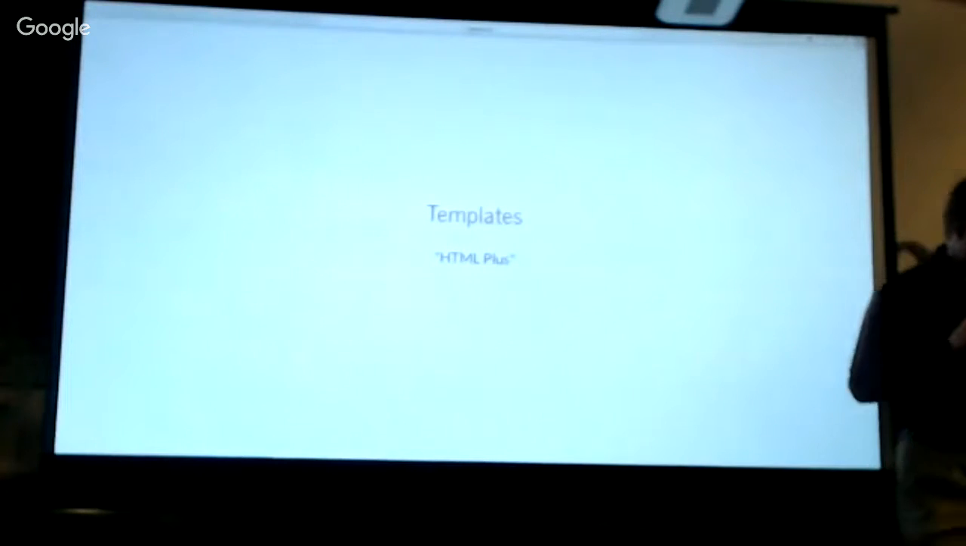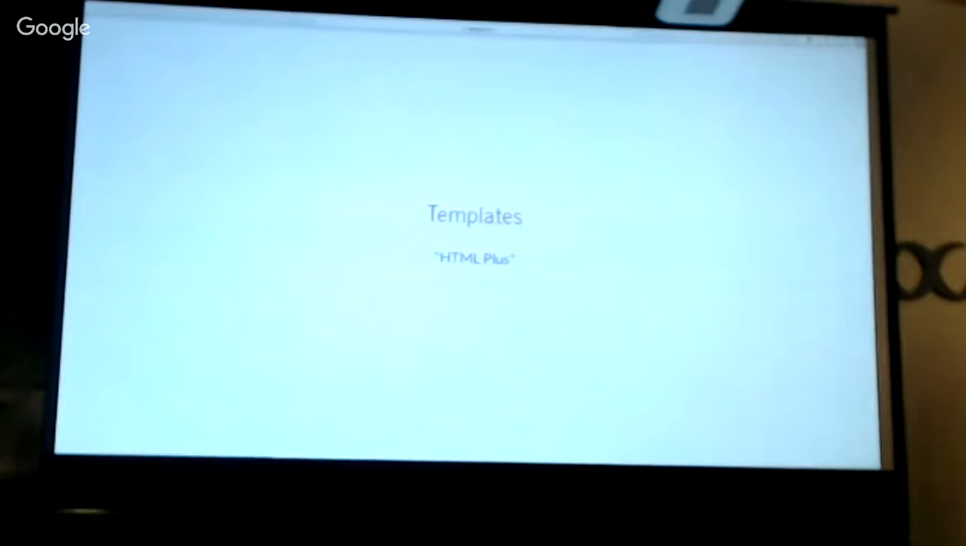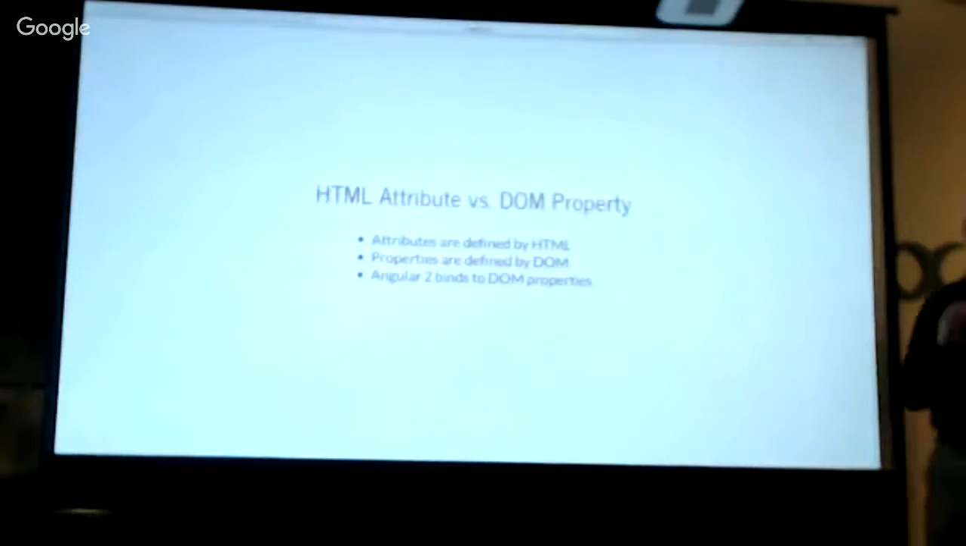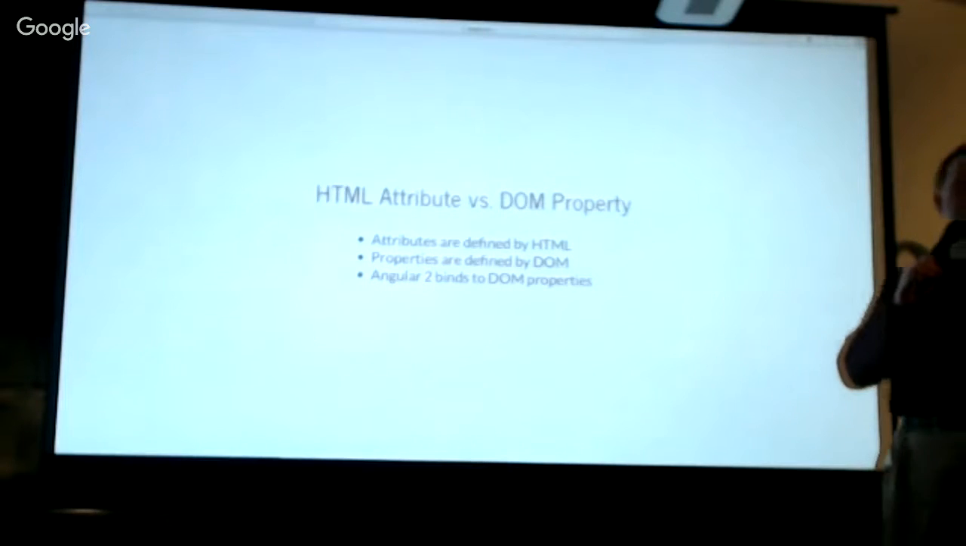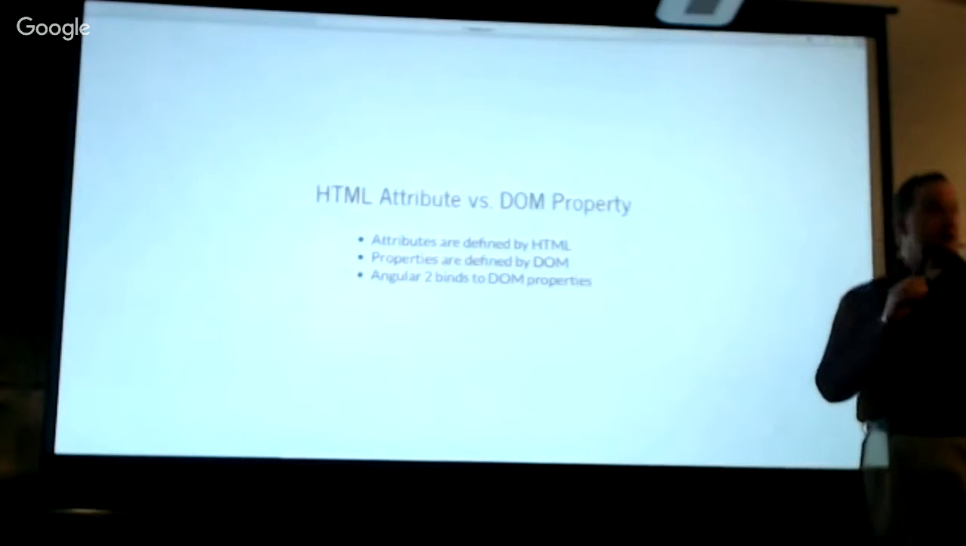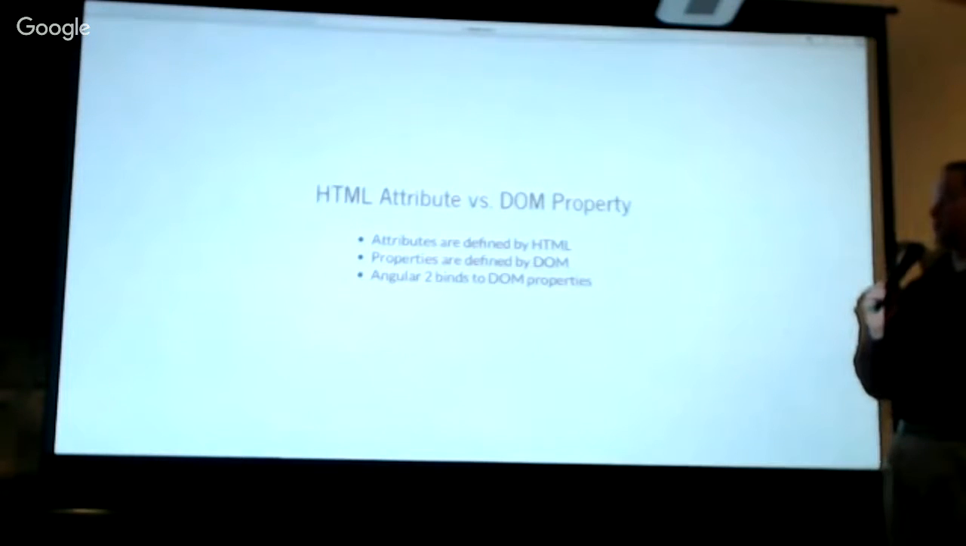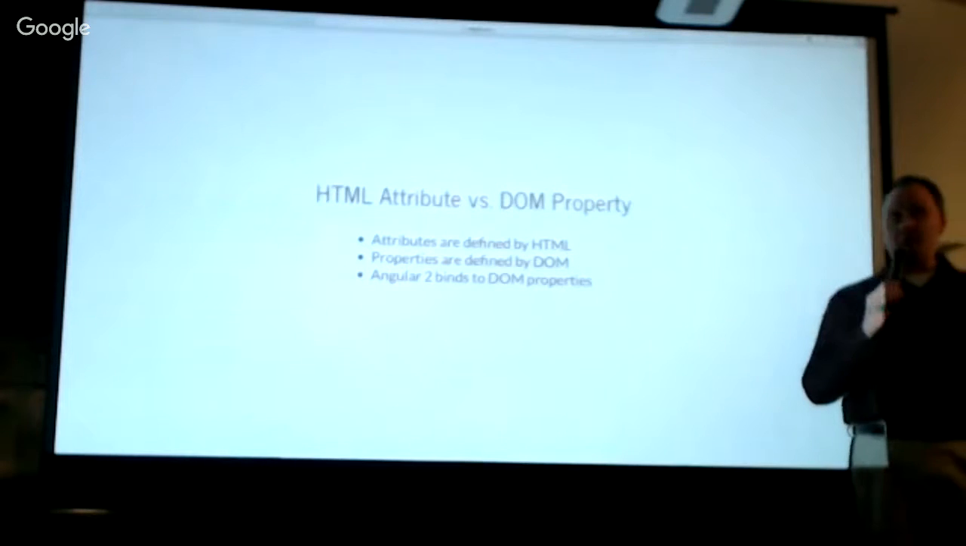All right, so templates. Angular calls templates HTML+, so they're actually using some additional characters that are valid but not usually used. The first thing before we talk about templates is they make a very big distinction between an HTML attribute and a DOM property. An HTML attribute is something that is defined by HTML. Properties are defined by DOM. Angular 2 is going to bind to the DOM properties, not to the attributes.